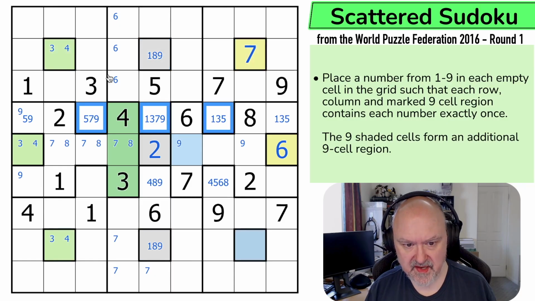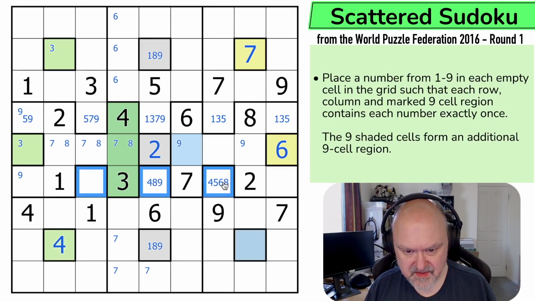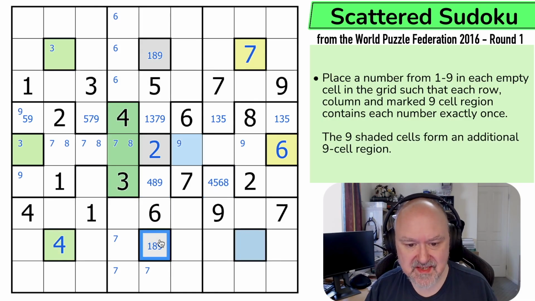Well, there's no 4 in there, so that one can't be the 4. So there's a 4 in one of those two. Oh, and that can't be the 4 because of that 4. That is the 4. Which means there's a 4 in one of those. This is nuts. And this can't be a 1 because that digit has to go in one of those. So this isn't a 1. And this can't be an 8 because it would have to go in one of those. So this can't be an 8.